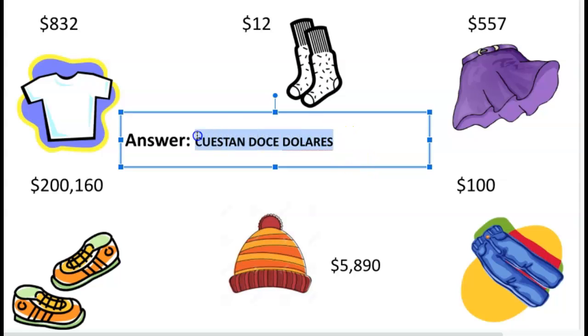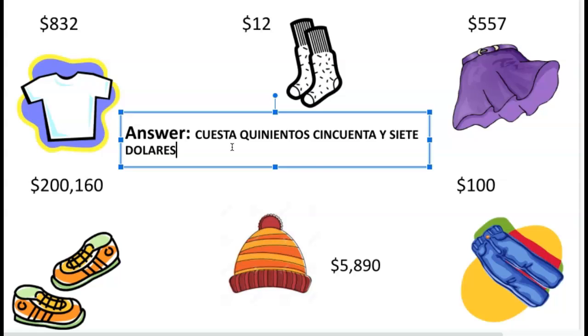All right, let's take a look at our third one, which is our purple skirt. Falda. It's a singular item, so we're using the question, ¿cuánto cuesta? You can always add the item after. That's totally great too. ¿Cuánto cuesta la falda? Your answer should be cuesta 557 dólares. There it is. The accent should be on the O. Good. Singular because it's just a skirt.